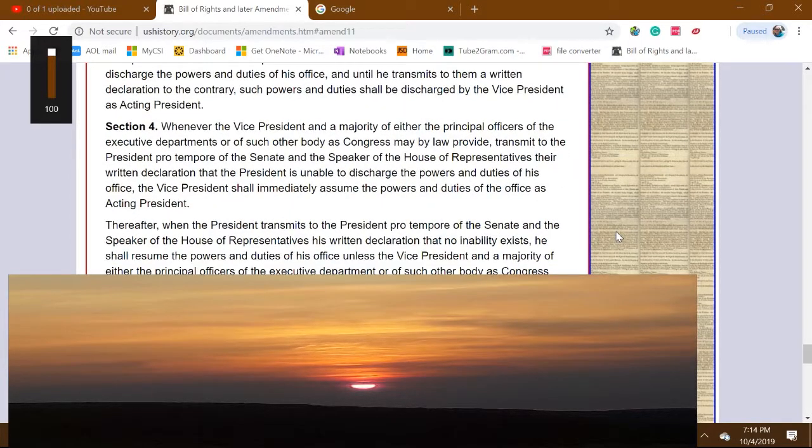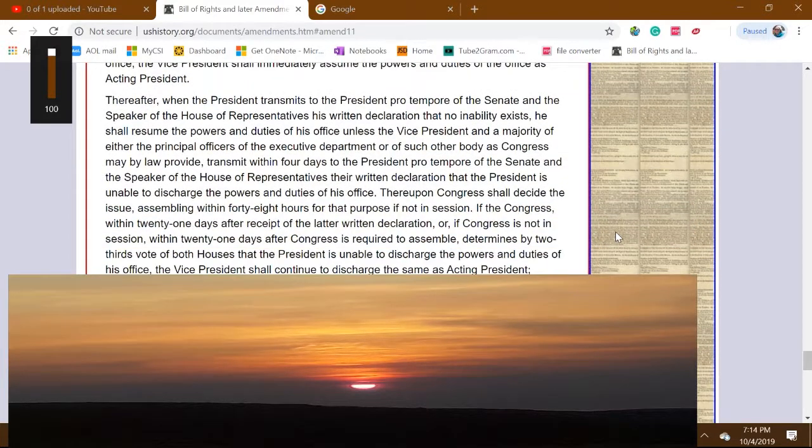Section 4. Whenever the vice president and a majority of either the principal officers of the executive departments or of such other body as Congress may by law provide, transmit to the president pro tempore of the Senate and the Speaker of the House of Representatives their written declaration that the president is unable to discharge the powers and duties of his office, the vice president shall immediately assume the powers and duties of the office as acting president.